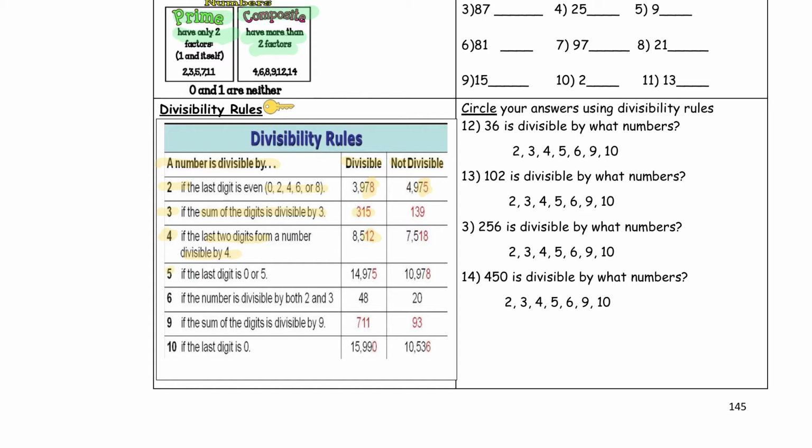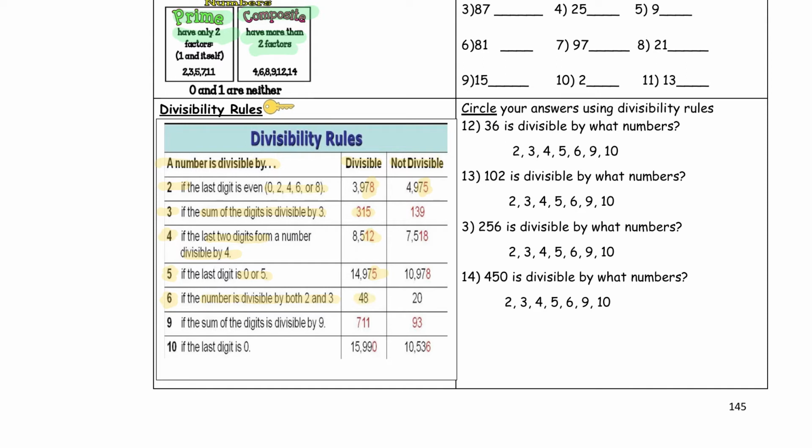A number is divisible by 5 if the last digit is a 0 or a 5. A number is divisible by 6, love this one, if the number is divisible by both 2 and 3. They have to meet both of those criteria. So the number has to be an even number, obviously, and that number has to be divisible by 3. Also, the sum of the digits.